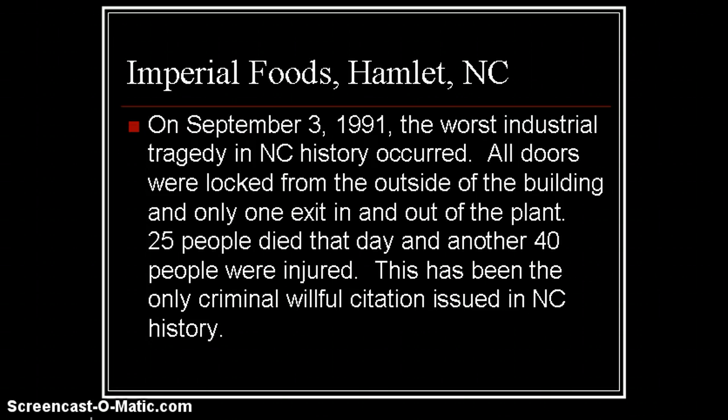The main problems that occurred here were all the doors to the outside of the building but one was locked, or you were unable to exit because it was blocked from the outside. 25 people died that day and another 40 people were injured. This is the only time in North Carolina OSHA history that a criminal willful citation was issued and someone went to jail for this incident.